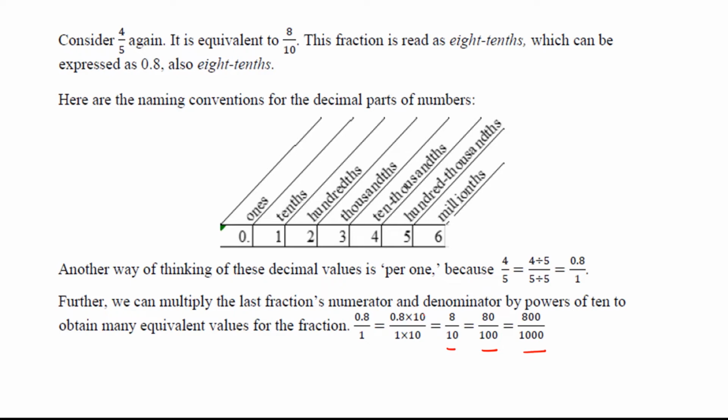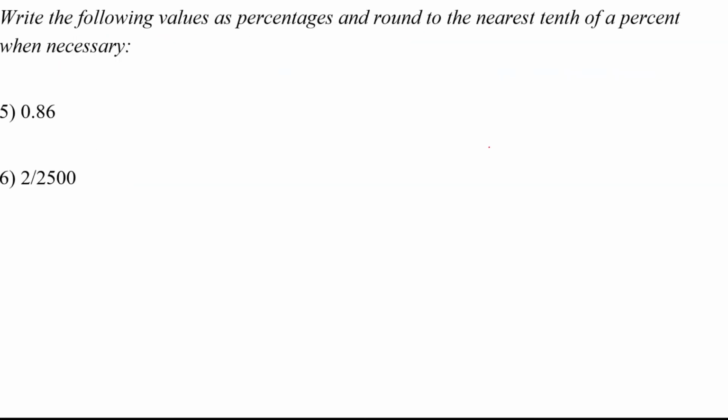So if we multiply the numerator by 10 and the denominator by 10, that gives us our value per 10. If we multiply by 100, it gives us our value per 100. If we multiply by 1,000, it gives us our value per 1,000. So in this example here, we'll look at how to write these numbers as percentages. And percentage is a name that we use to represent values per 100.